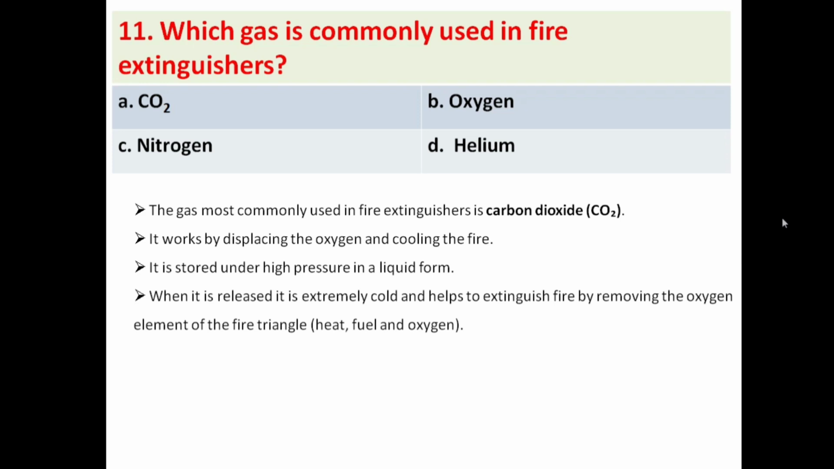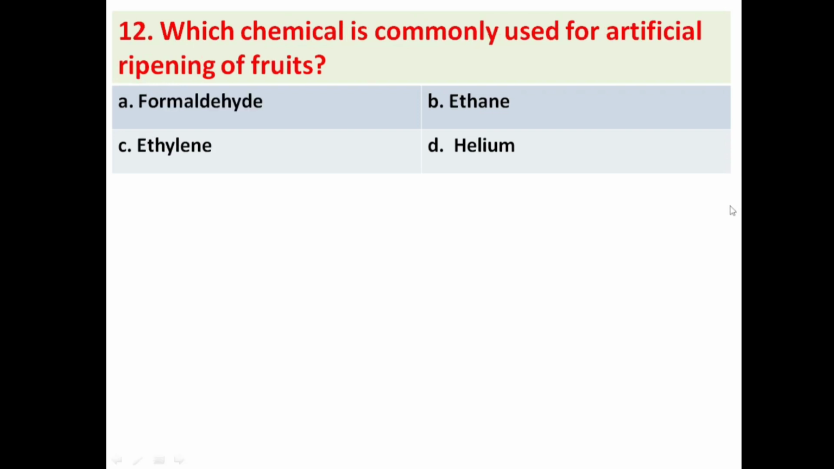And the CO2 gas in the fire extinguisher is stored under high pressure in a liquid form. When it is released, it is extremely cold and helps to extinguish fire by removing the oxygen element of the fire triangle, that is heat, fuel and oxygen. Hence the option A, that is CO2, is correct, which is used in the fire extinguishers.